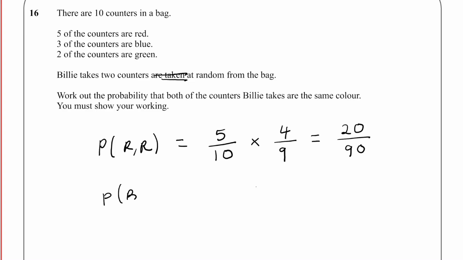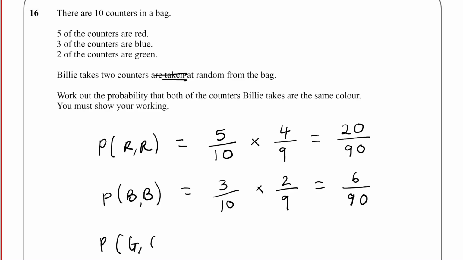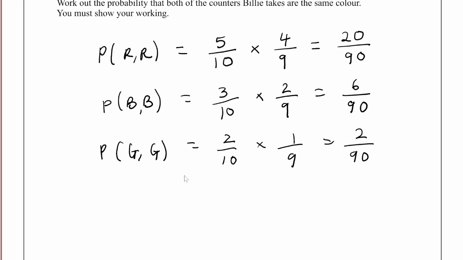The probability of 2 blues, blue then blue. The first one is 3 tenths. And then if we took a blue one, there'll be 2 left out of 9. So the probability of the second one being blue is 2 over 9. So the probability of blue, blue is 6 over 90. And for green, green, it's 2 tenths times 1/9, which is 2/90.